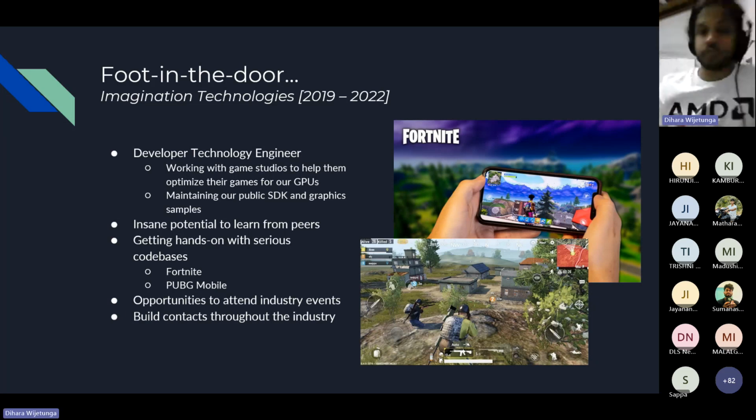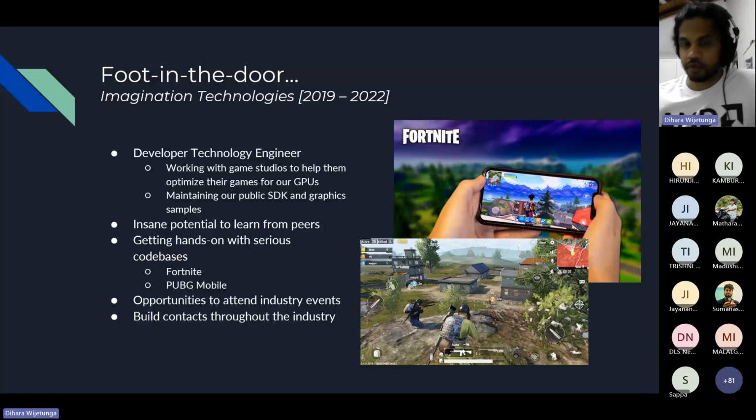Oh yeah, and we also maintained the public PowerVR SDK, which developers can use to build graphics applications. It serves as a framework, and it also has a bunch of graphics samples to learn from.